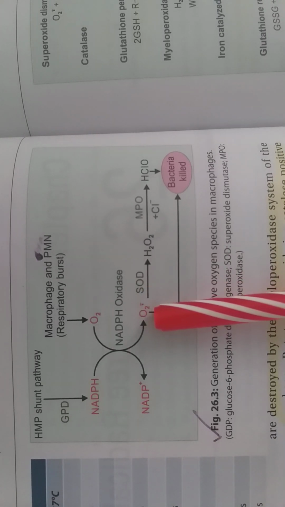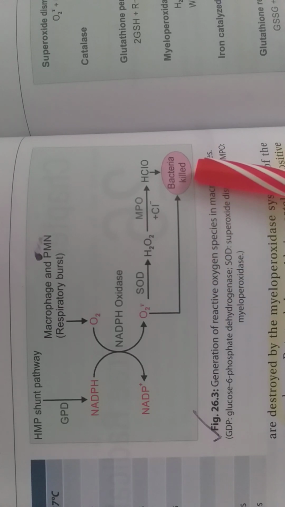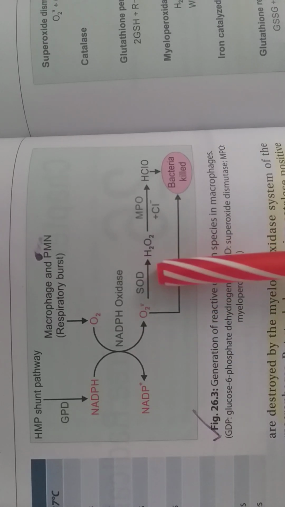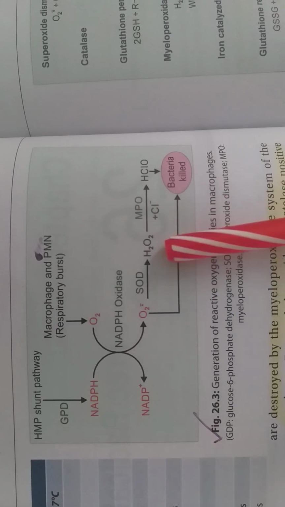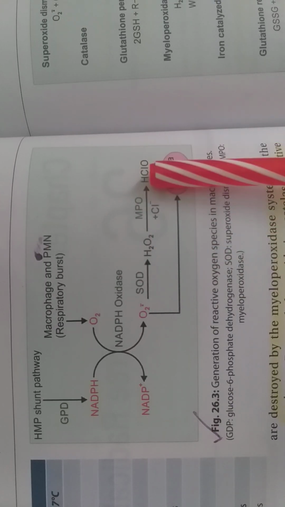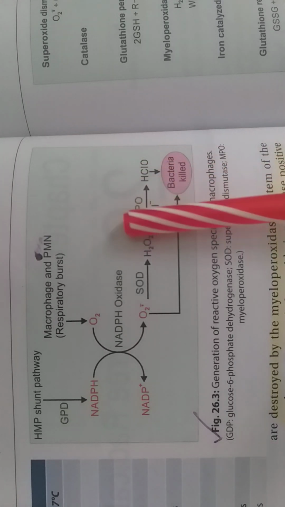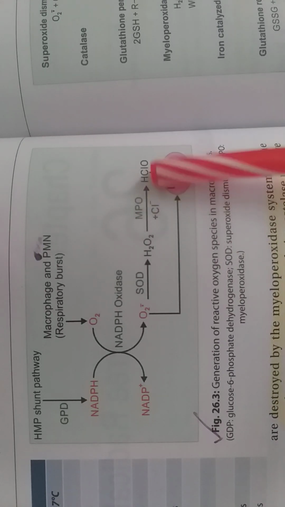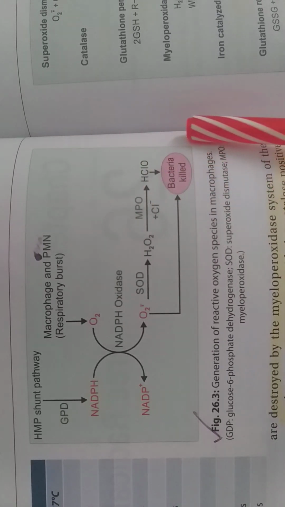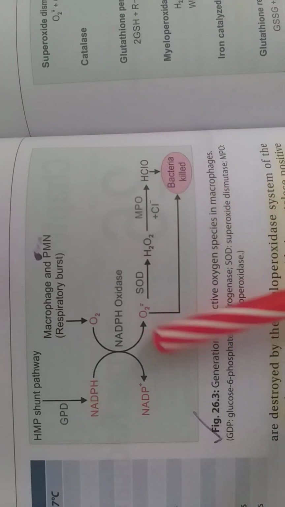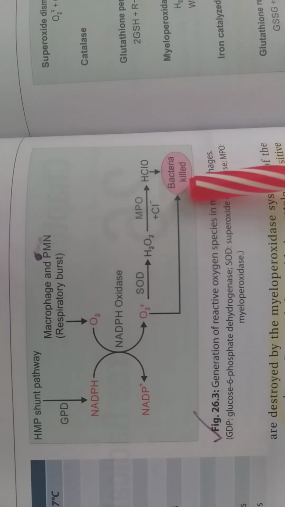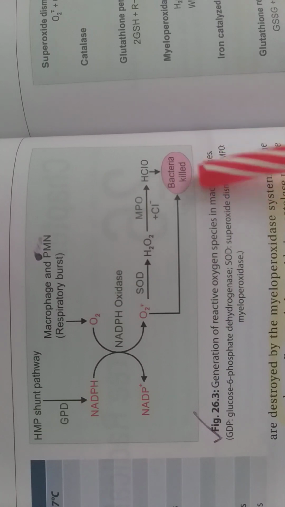Now this radical can directly have a bactericidal action, which is the process taking place here. Or this radical, in the presence of the enzyme superoxide dismutase, is converted to H2O2, a peroxide. The peroxide is further converted to hypochlorous acid in the presence of the enzyme myeloperoxidase and chloride ions. The resultant hypochlorous acid also has bactericidal function. So by this process, the free radicals are generated to achieve a positive result, and it helps in the killing of bacteria which enter the body.